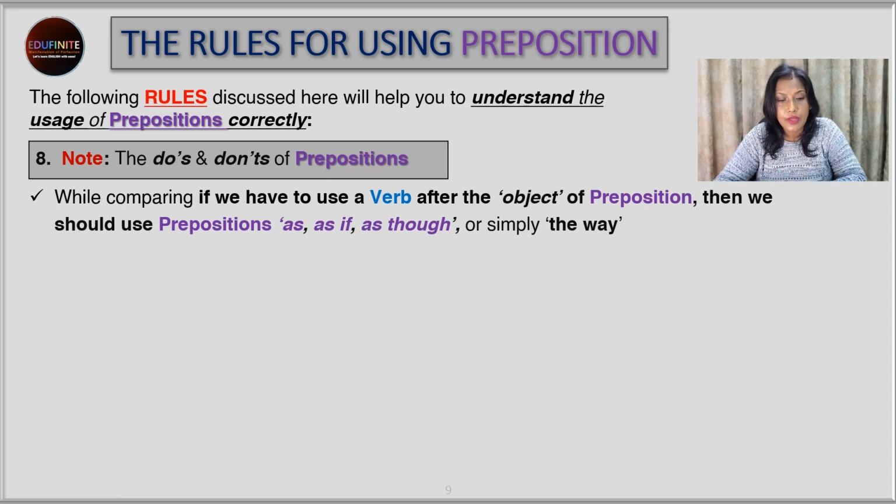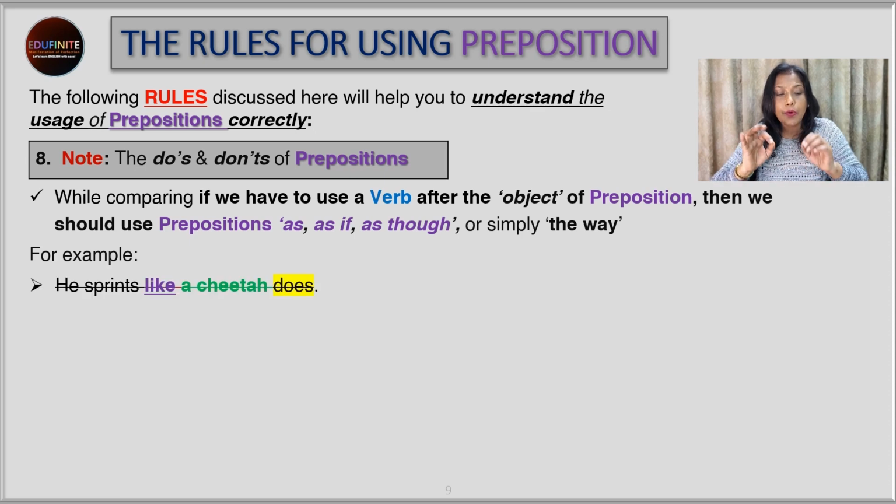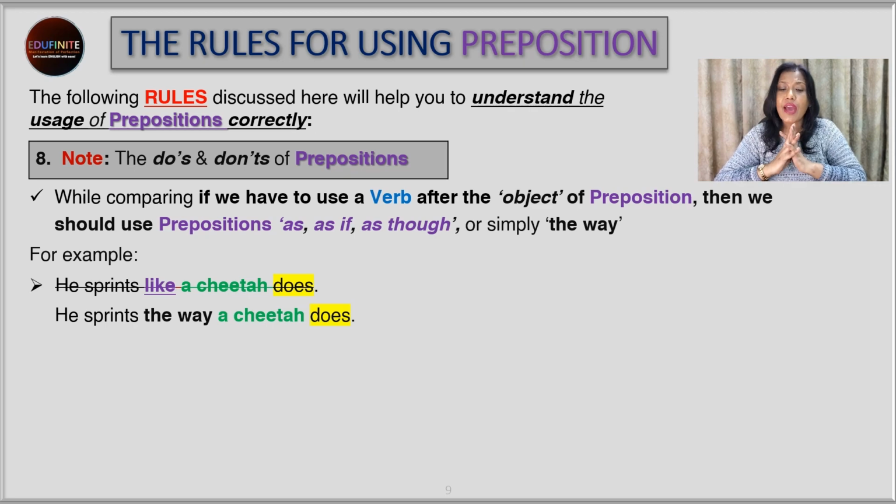So let's look into some of the examples. He sprints like a cheetah does. We know that's wrong. We said it earlier. We cannot have a verb after the object of the preposition, which is a noun. Now, in this case, what can we do? We can write it, he sprints the way a cheetah does. So if we have to retain the word does, then we remove the preposition like, and instead of that we use the way. So this is right. We can say he sprints the way a cheetah does.